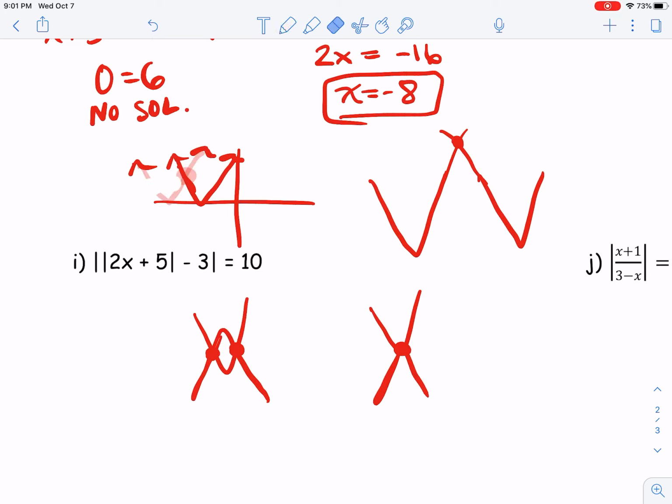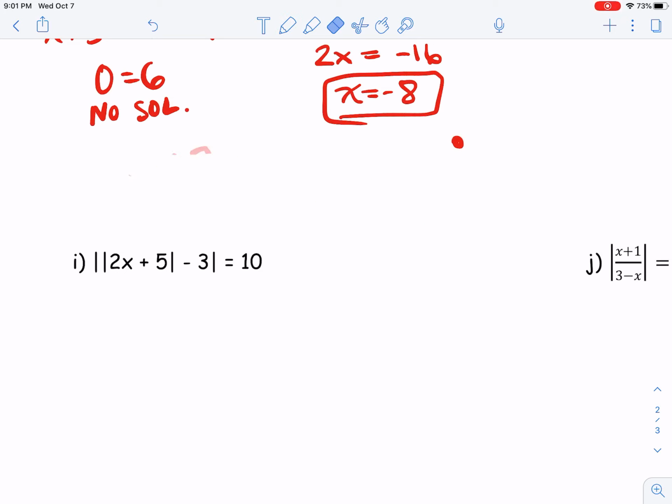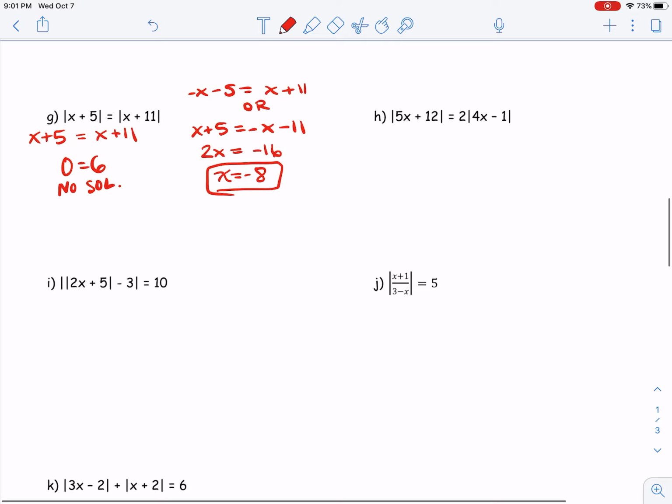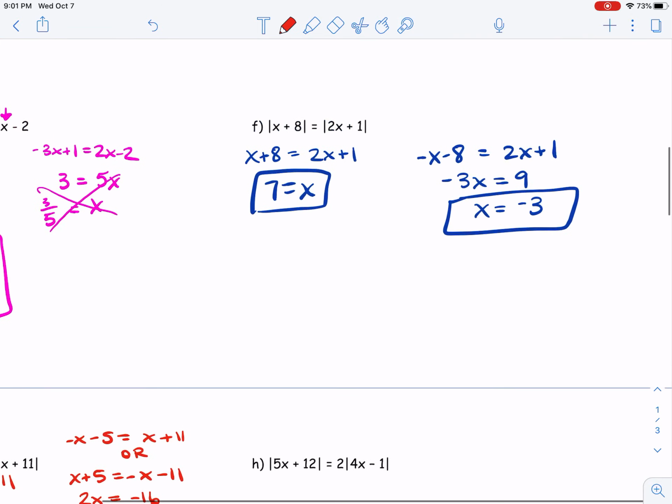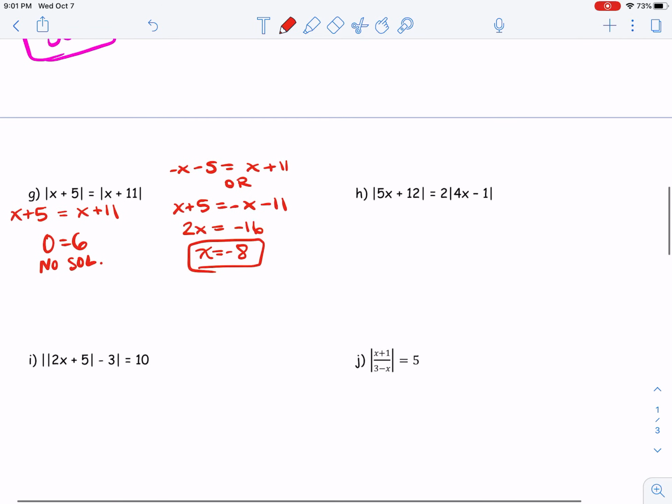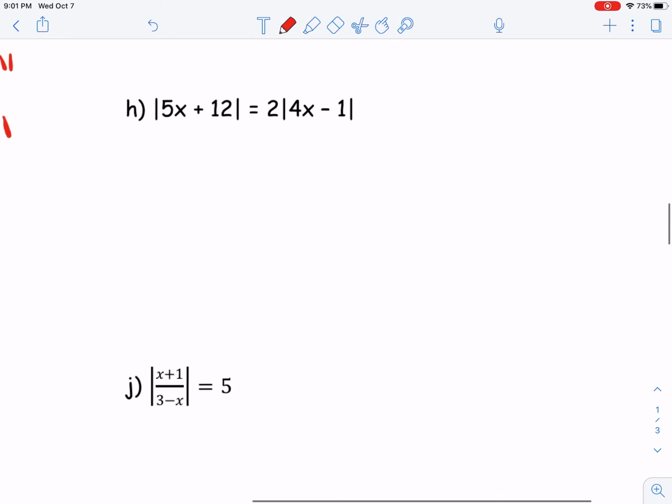Could you have no solutions for an absolute value and an absolute value? What if you have something like this? That would be no solutions. So you can still have one solution, two solutions, or no solution. And this was one that had one solution. Earlier, that was one that had two solutions. Okay. So let's see what's happening in H.